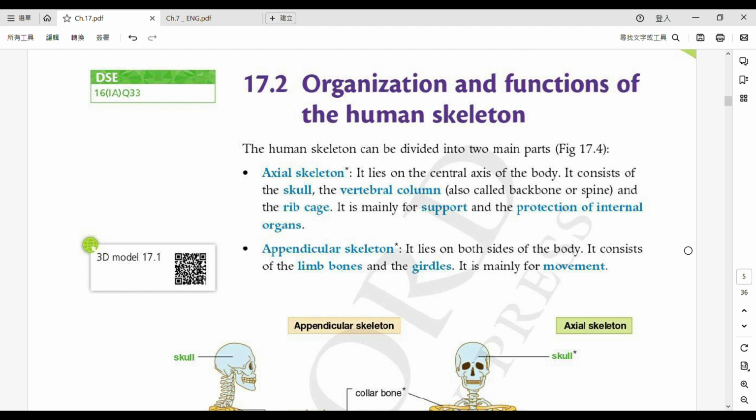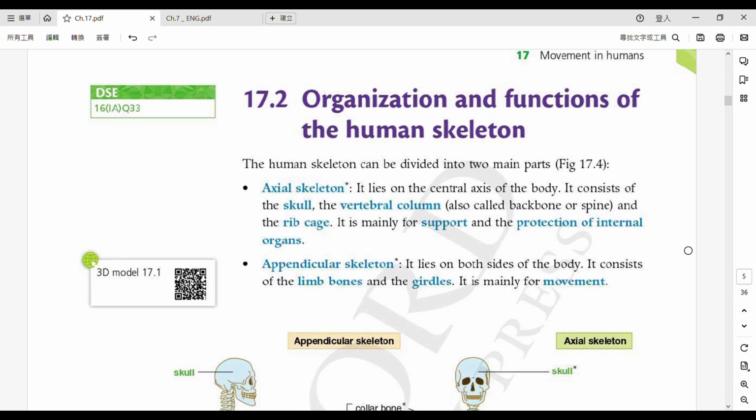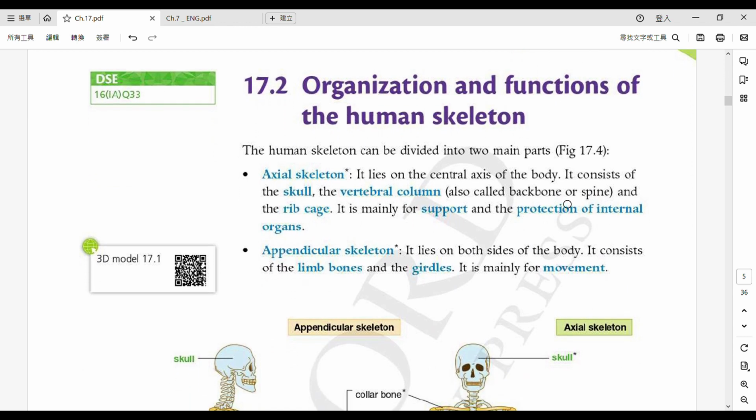Okay, 17.2 嗰度啦. So we are now on page 5. You may prepare your book. And in this section, we're going to talk about the function and the organization. Organization means 佢哋個結構啦，佢哋個框架啦。Okay, so which bone is called what, like that, and the functions. Alright, the function part is quite important, and I'm afraid this video will be longer than the first one.